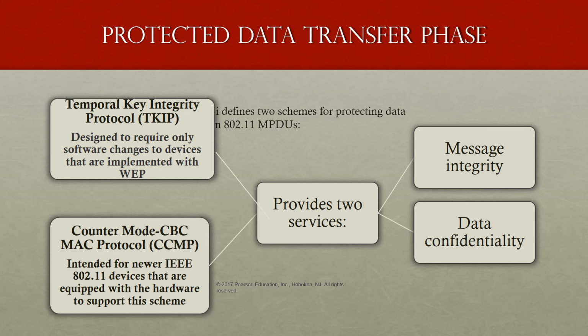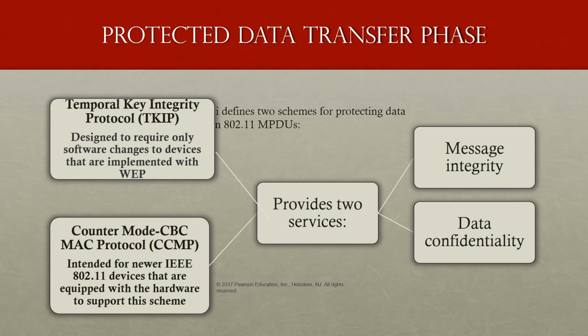IEEE 802.11i defines two schemes for protecting data transmitted in 802.11 MPDUs. The Temporal Key Integrity Protocol, TKIP, and the Counter Mode CBC-MAC Protocol, CCMP. TKIP is designed to require only software changes to devices that are implemented with a very old wireless LAN security approach called Wired Equivalent Privacy, WEP. TKIP provides two services.